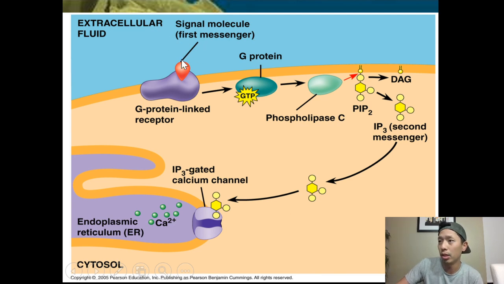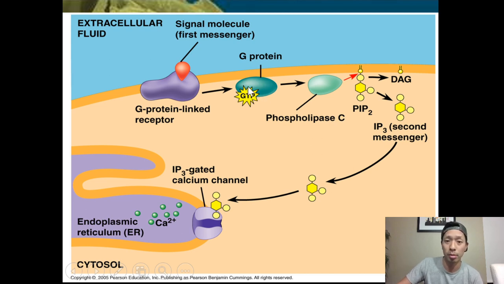Step one is the signal molecule here. This red thing is the ligand. That's going to bind to this G protein linked receptor in the plasma membrane. Right? That also tells us this molecule is water soluble, that it's hydrophilic, it can't pass through the lipid bilayer. That G protein linked receptor gets activated. It then activates the G protein, which takes in that GTP that gives it that energy to wake it up.